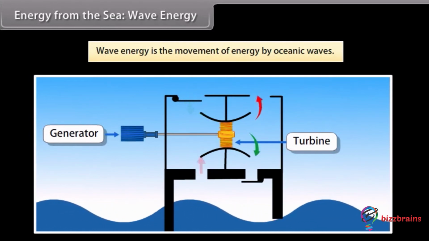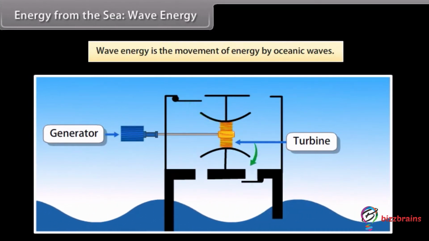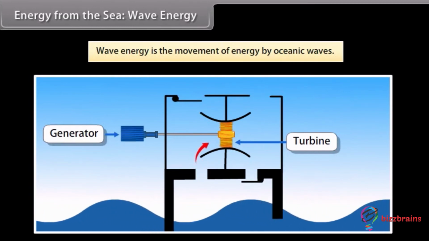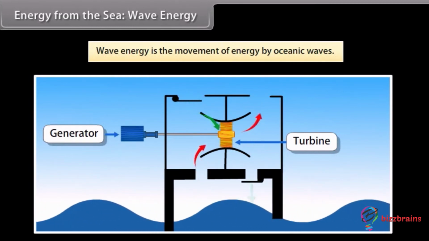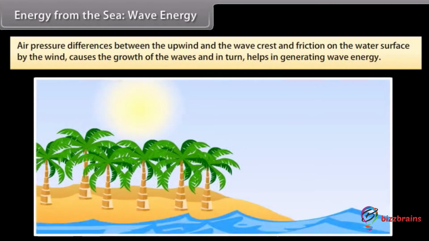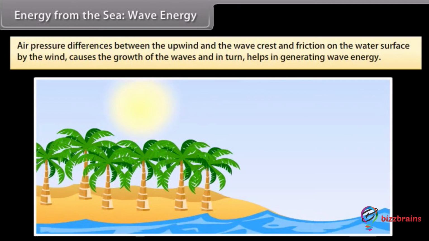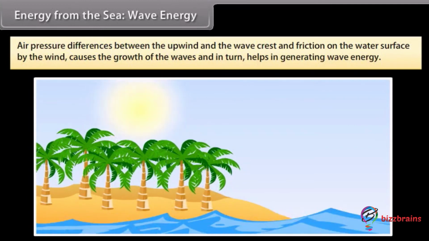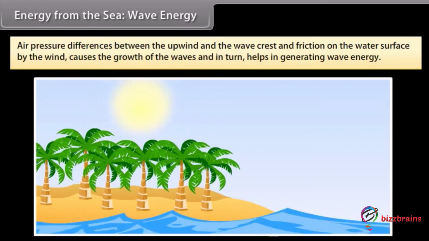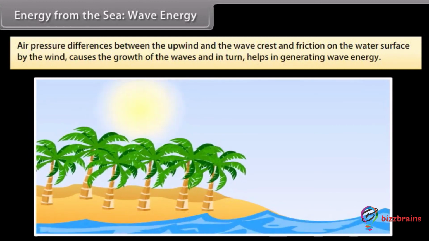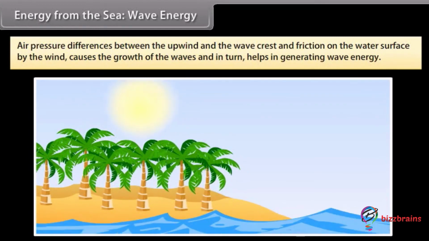As long as the waves move slower than the wind speed above the waves, there is an energy transfer from the wind to the waves. Both air pressure differences between the upwind side and the wave crest, as well as friction on the water surface by the wind, make the water undergo shear stress that causes the growth of the waves and in turn helps in generating wave energy.